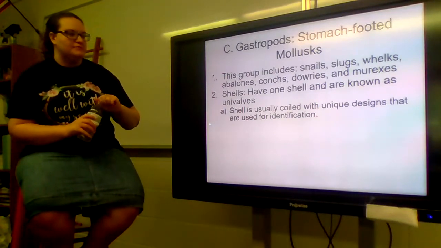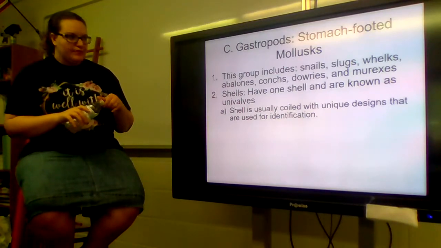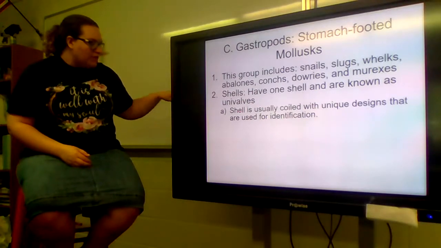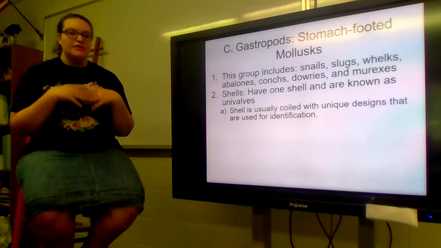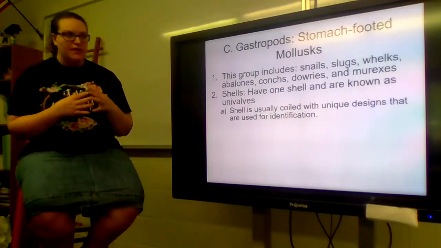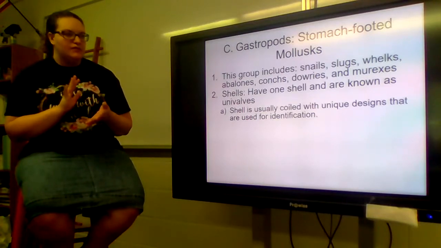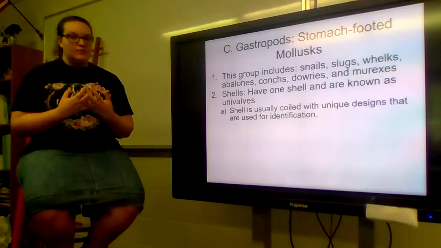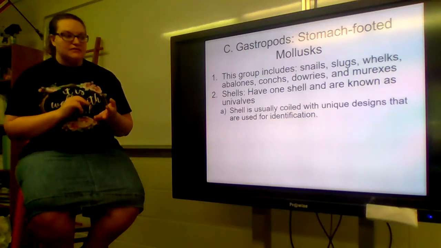Gastropods. These are stomach-footed mollusks. If you know what the term gastro stands for, it stands for stomach or internal workings, and then pod refers to foot, so gastropod, stomach-footed mollusks. This group includes snails, slugs, whelks, abalones, conchs, dowries, and murexes. We're not going to look at all of them. We're going to mainly talk about what we would be most familiar with, which would be snails and slugs.